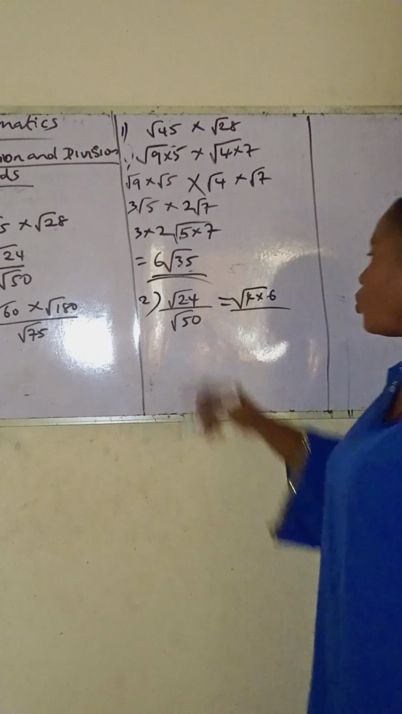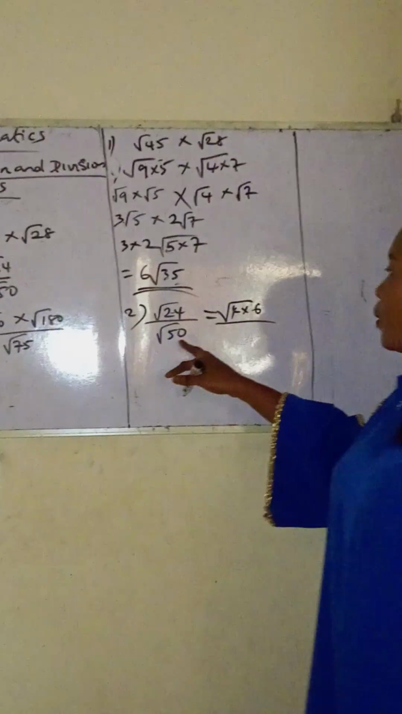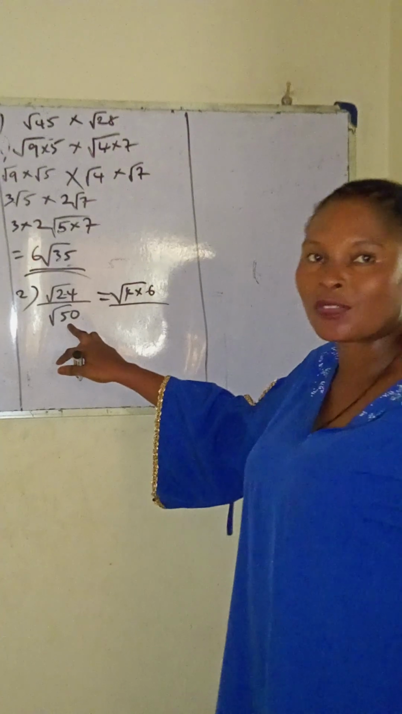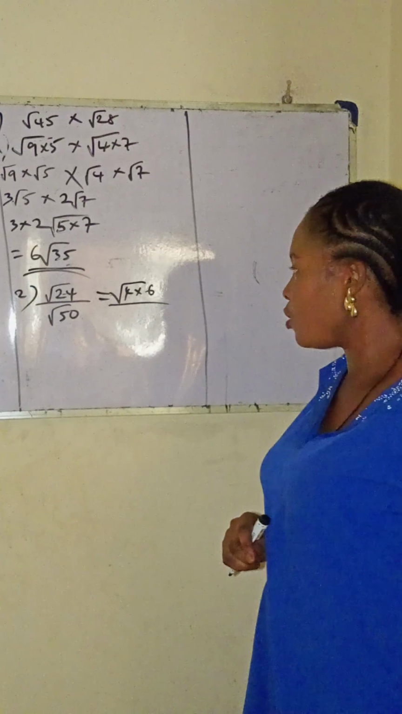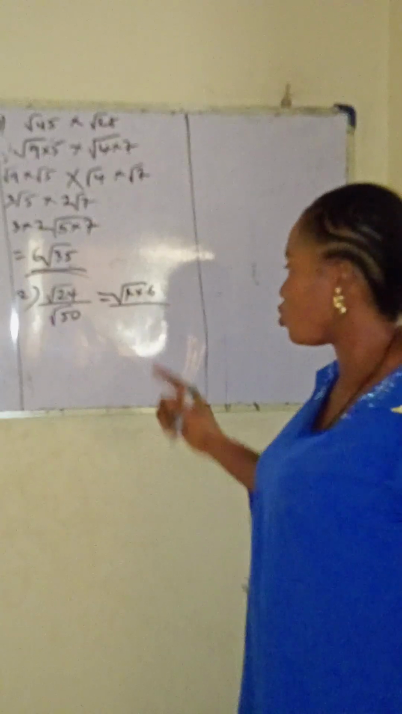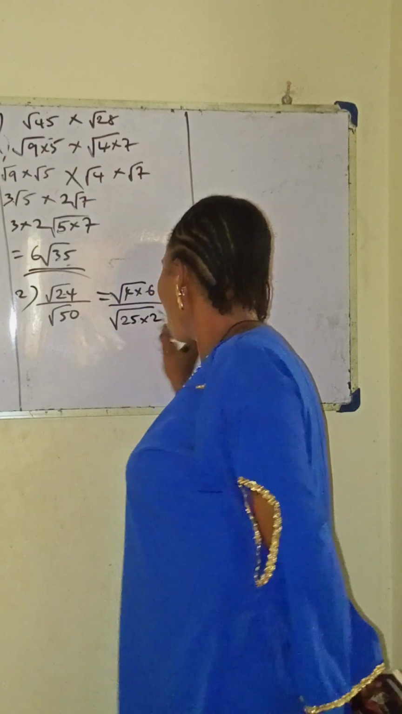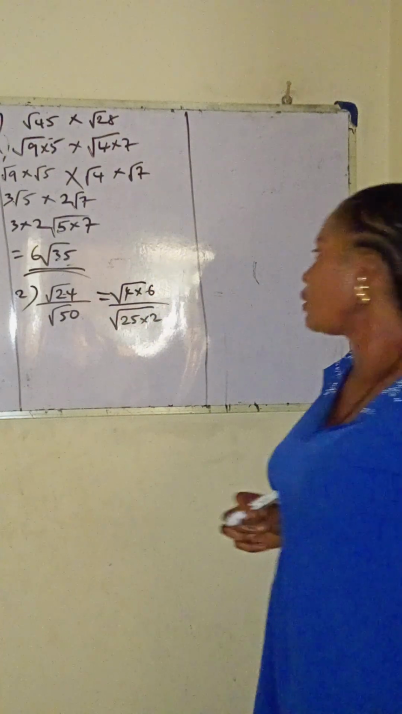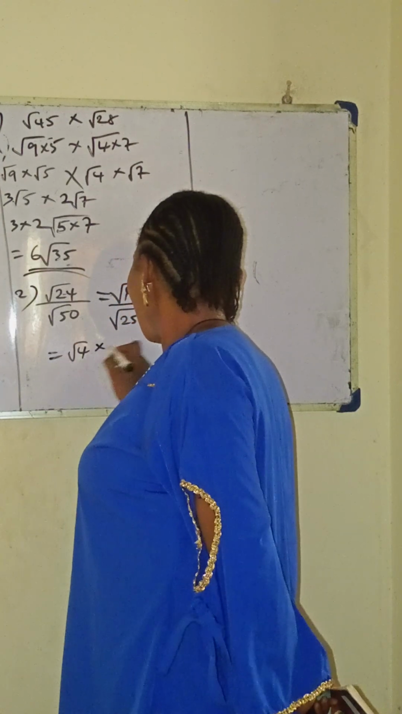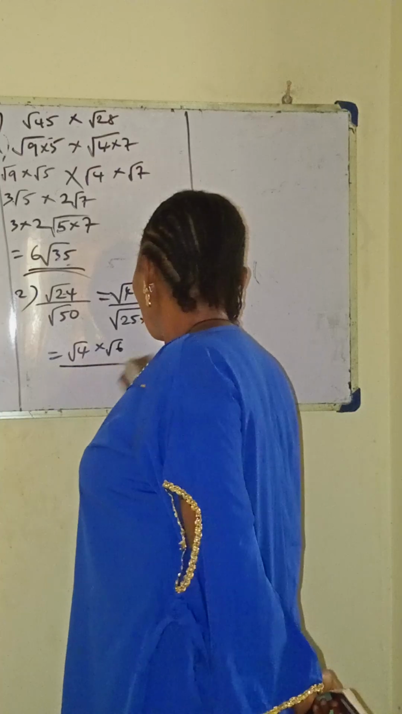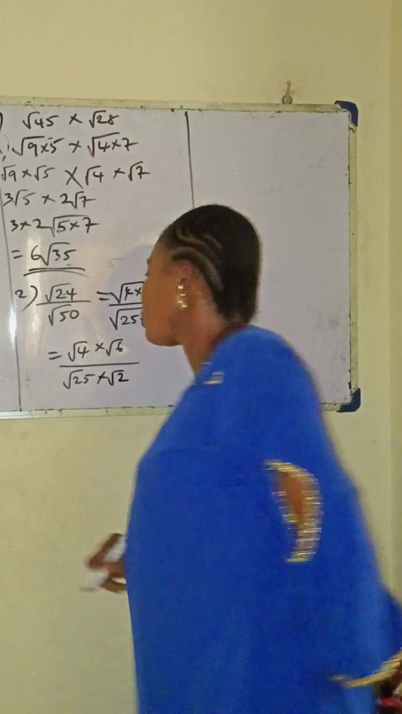Then all over, we'll go to the denominator, surd 50. What are the two numbers that when we multiply them, will give us 50? And the first number must have a square root. So what we are going to use is 25 times 2 to give us 50. So I'm going to put down my solution: 25 times 2 to give us 50. Now we are going to split each of them. We have this as surd 4 times surd 6 all over surd 25 times surd 2.